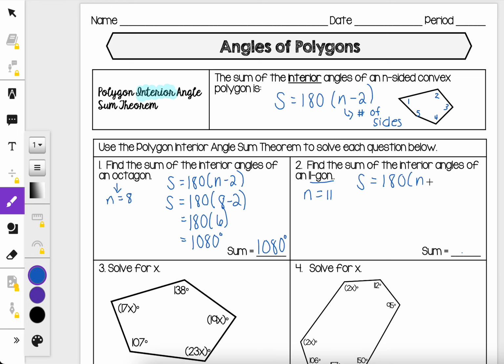And I'm going to take that value of n and just plug it into my formula here. All right, so 11 minus 2 is 9. So any 11-sided figure is going to have 1,620 degrees.